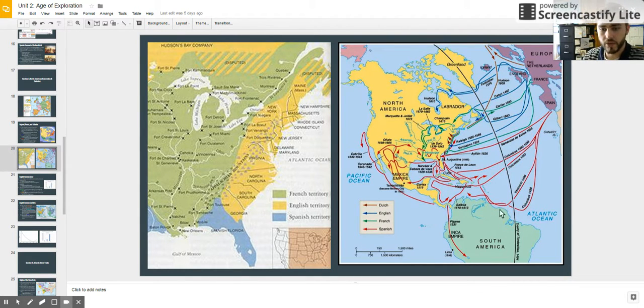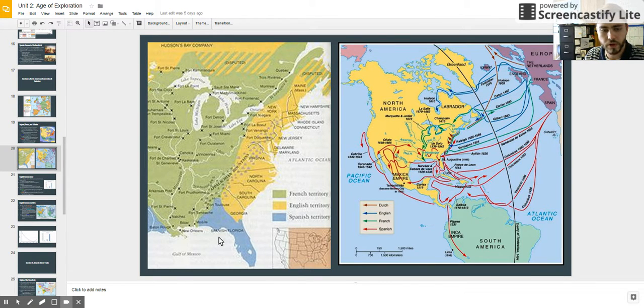You can see here on the right side the different exploration tracks, and you can see some of your explorers here and where they went, and get a good idea of what was being taken over, where people went, and how they claimed that land. Well, this is what it looked like after it all shook out. Spain also has some land here.